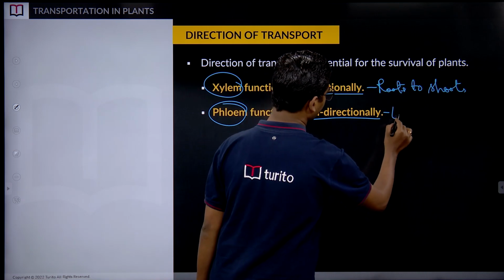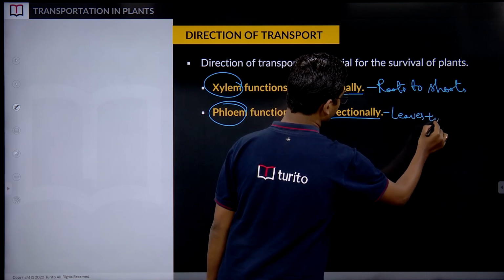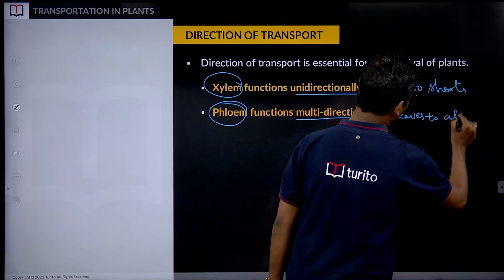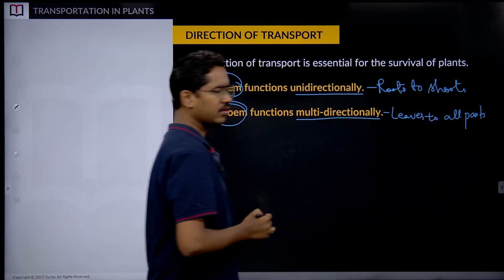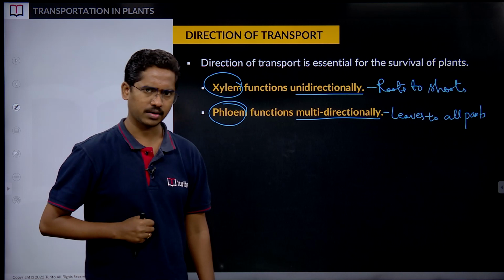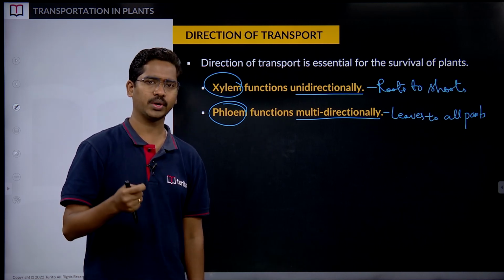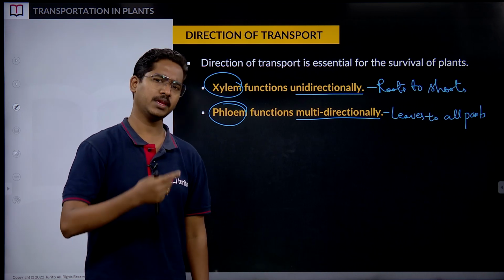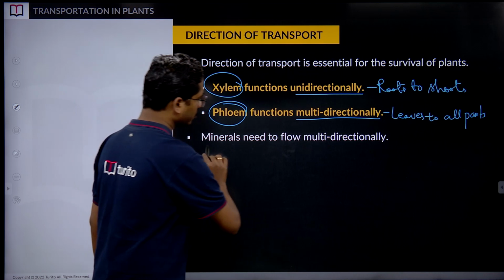So, you see it is functioning not only from one direction, leaves to all parts. So, it carries the photosynthetic products from leaves to all parts of the plant. Let it be root, let it be a flower, let it be a bud, let it be a twig or any leaf, any branch, everywhere. So, that is the function. So, minerals need to flow multidirectionally.